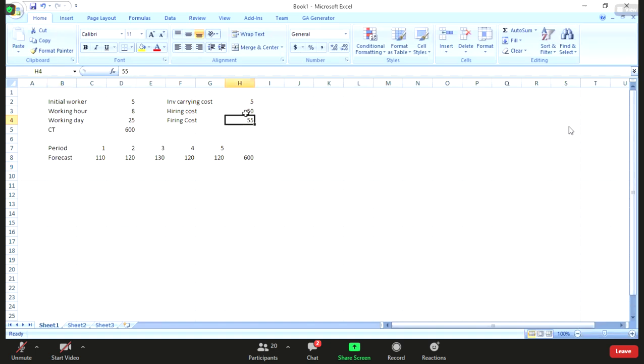If we hire new person, then we need to pay 50 units. When we fire an existing worker, the cost is 55. And inventory carrying cost is 5, per unit per period. This is the period. There are 5 periods, and this is the forecasting result.